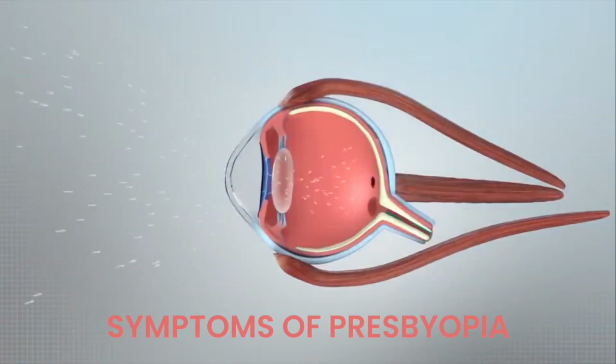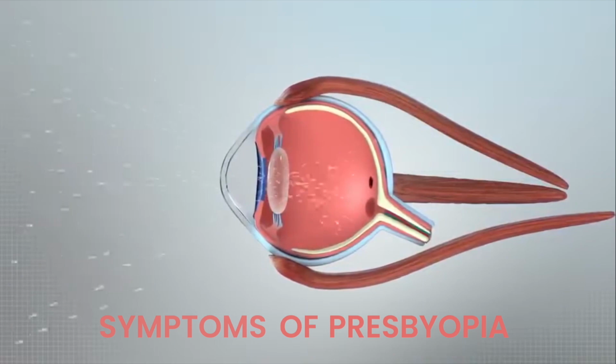With age, the lens becomes less flexible, so it cannot change its shape as easily. As a result, it is unable to bend the light properly to focus it on your retina. What are the symptoms of presbyopia?